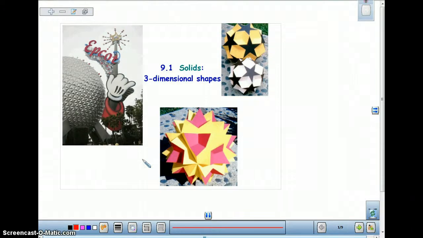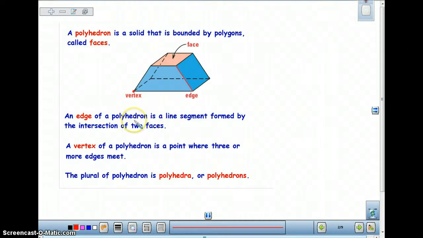All right, chapter 9. In chapter 9, we're going to talk a lot about three-dimensional shapes, talk about solids. We're going to talk about prisms, cones, cylinders, pyramids, lots of different stuff. The technical term for our three-dimensional objects is a polyhedron. A polyhedron is just a solid that's made up of polygons.